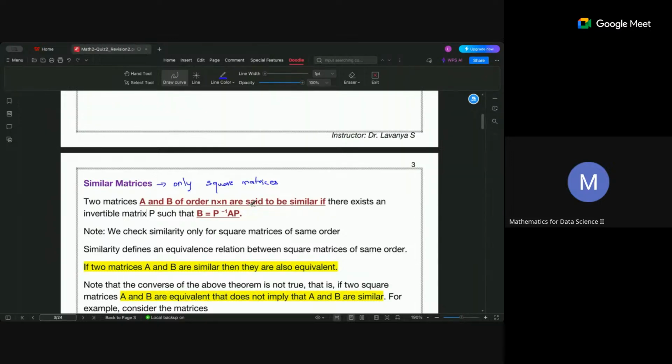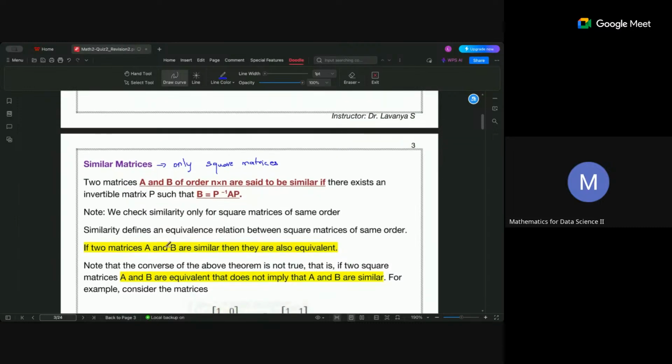Obviously, similarity implies equivalence. Instead of P inverse, you just put the name Q for P inverse, then you see that the condition for equivalent matrices is satisfied. So similarity always implies equivalence. And just like equivalence, this also satisfies the equivalence relations, that is, reflexive, symmetric, and transitive. So as I told you, if two matrices are similar, then they are also equivalent.